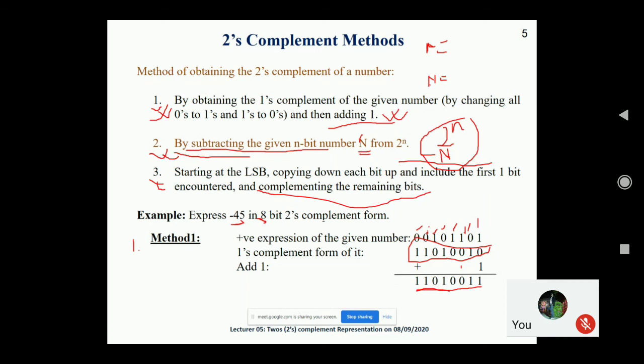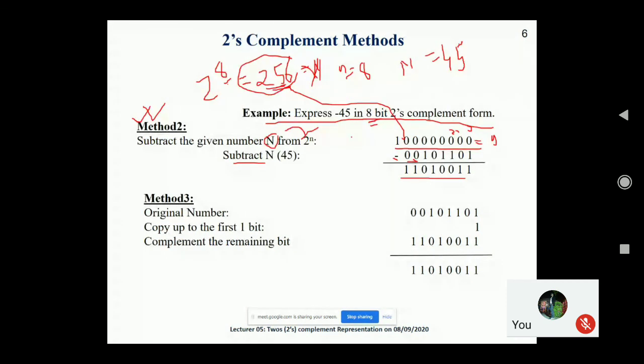See here, when we are using 2 to the power n, what is the value of small letter n? I am talking about the small letter n. Can you tell me? 8. So 2 to the power 8 means 256. Now you can represent 256 in the binary sequence. When we are representing 256 in binary sequence, how many bits are required? 9 bits.